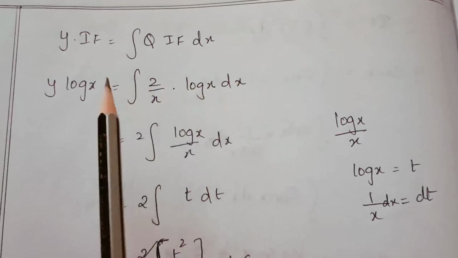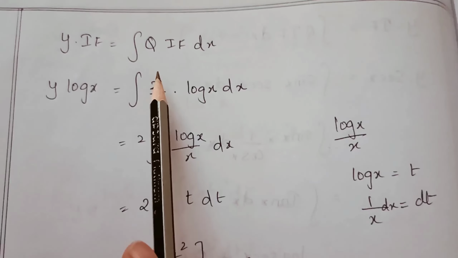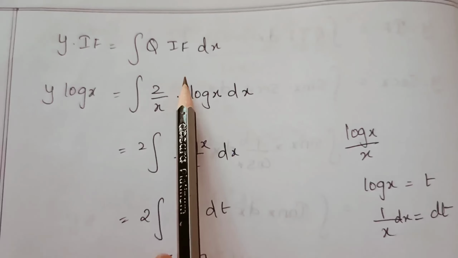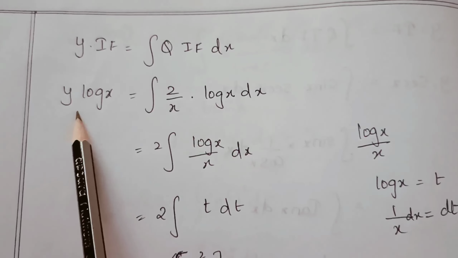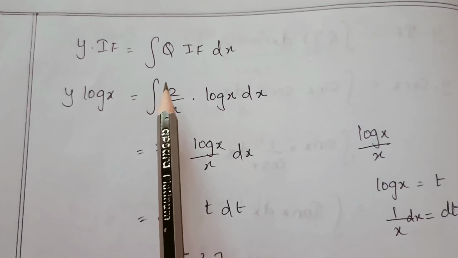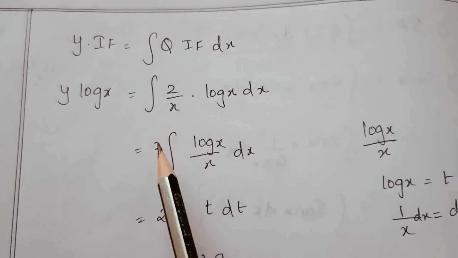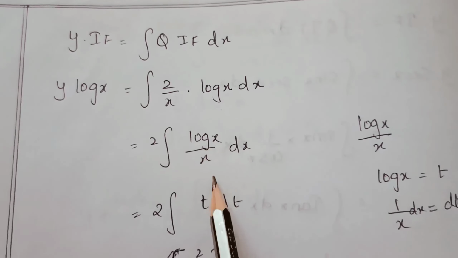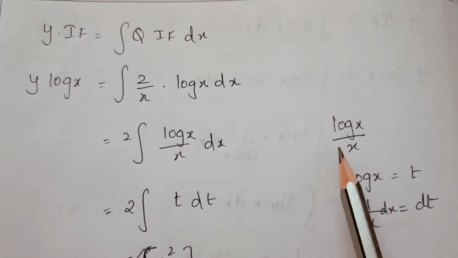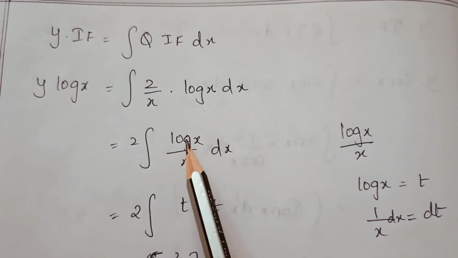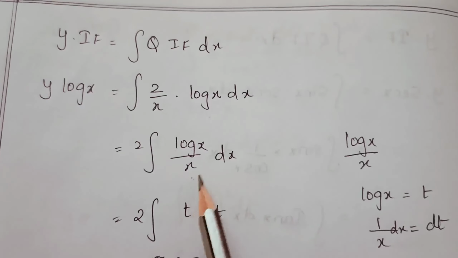Now the general equation is y into the integrating factor is equal to the integral of Q into IF dx. We have to substitute the integrating factor here. Y into log x is equal to the integral of 2 by x into log x dx. Take 2 outside, it will become log x by x dx. Again, log x is there and its derivative is 1 by x, so we can again use the substitution method here.